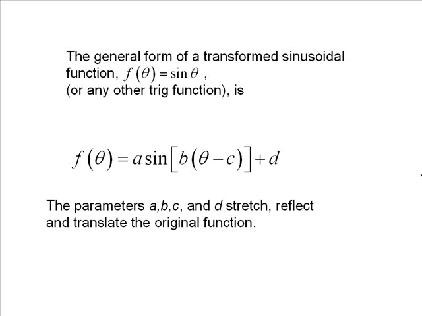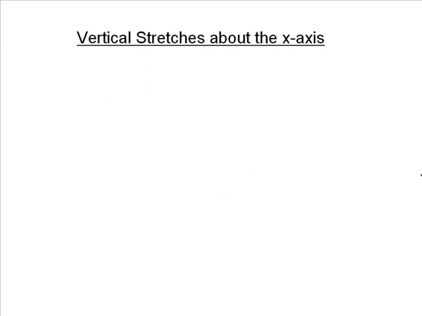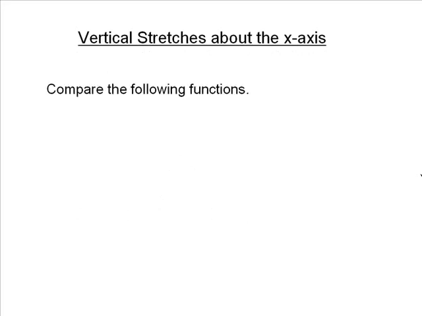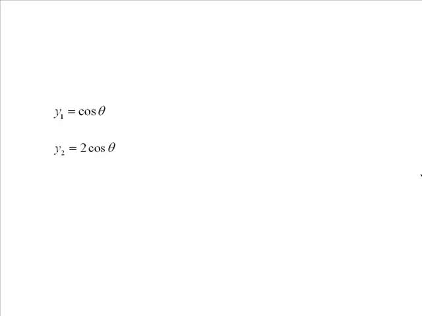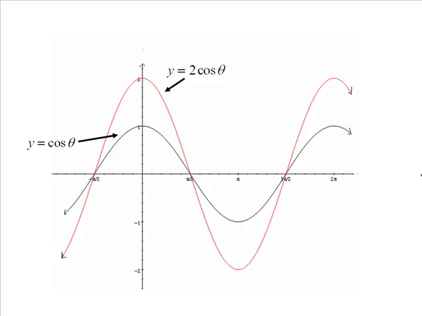So let's make a few observations. First off, with the vertical stretches about the x-axis, and I'm calling it the x-axis, you can also call it the theta axis because in either case it's going to be the horizontal axis and a vertical motion. So let's start off by comparing a couple of curves. y1 is equal to cos theta, y2 is equal to 2 cos theta. So on your calculator, I'm not showing this, but you can enter them both as cos x, and then y2 would be 2 cos x.